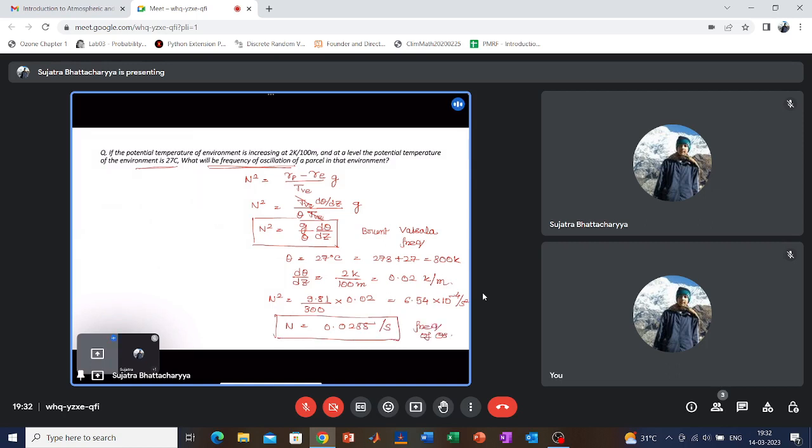Although it is not mentioned in the question, you can find out the time period of oscillation also. That is 1 by N. Let's do it. It's about 39 seconds. So 39 seconds is the time period of the oscillation of the parcel in that stable atmosphere. This is what is related to the stability.